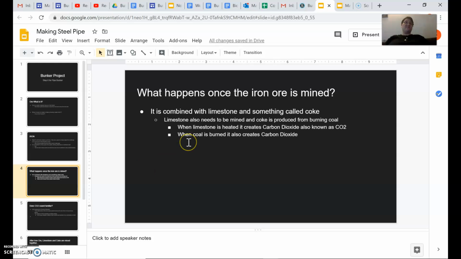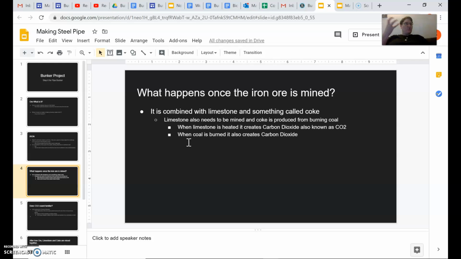What I'm going to say here is that we mine it, just like we mine for the iron. It's a little different of a mining process. You're going to actually see a video that goes over the mining process for iron.